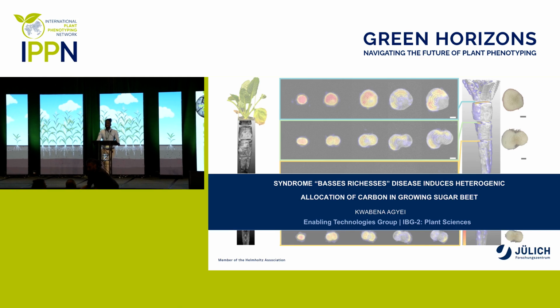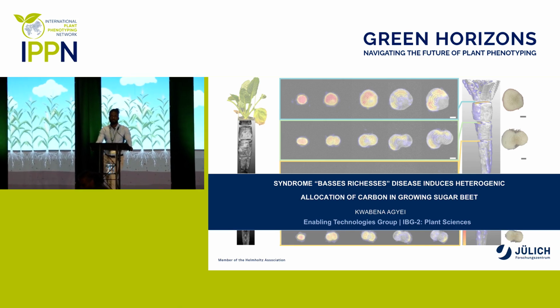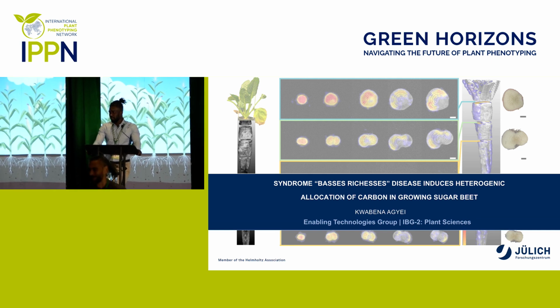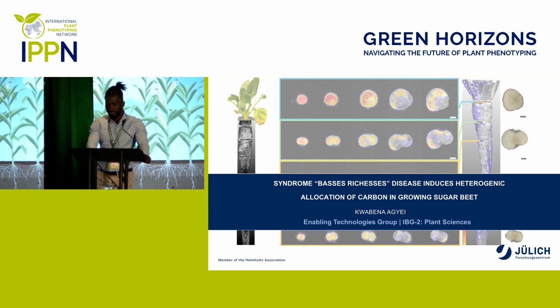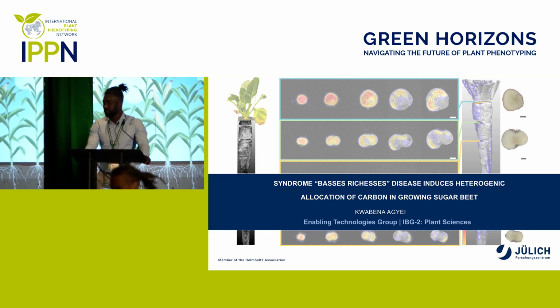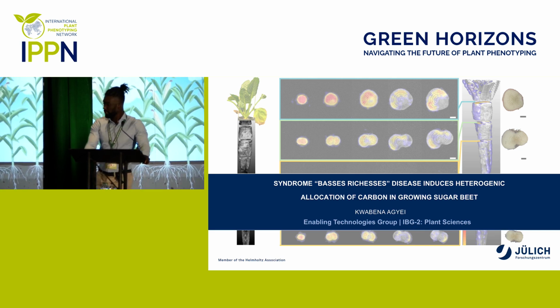I'm a PhD student at the Research Center Jülich, Enabling Technology Group. And today I'll give tidbits of my PhD topic. For the sake of today, I've titled my talk "Syndrome Bas Racines (SBR) Disease Induces Heterogeneous Allocation of Carbon in Growing Sugar Beet."